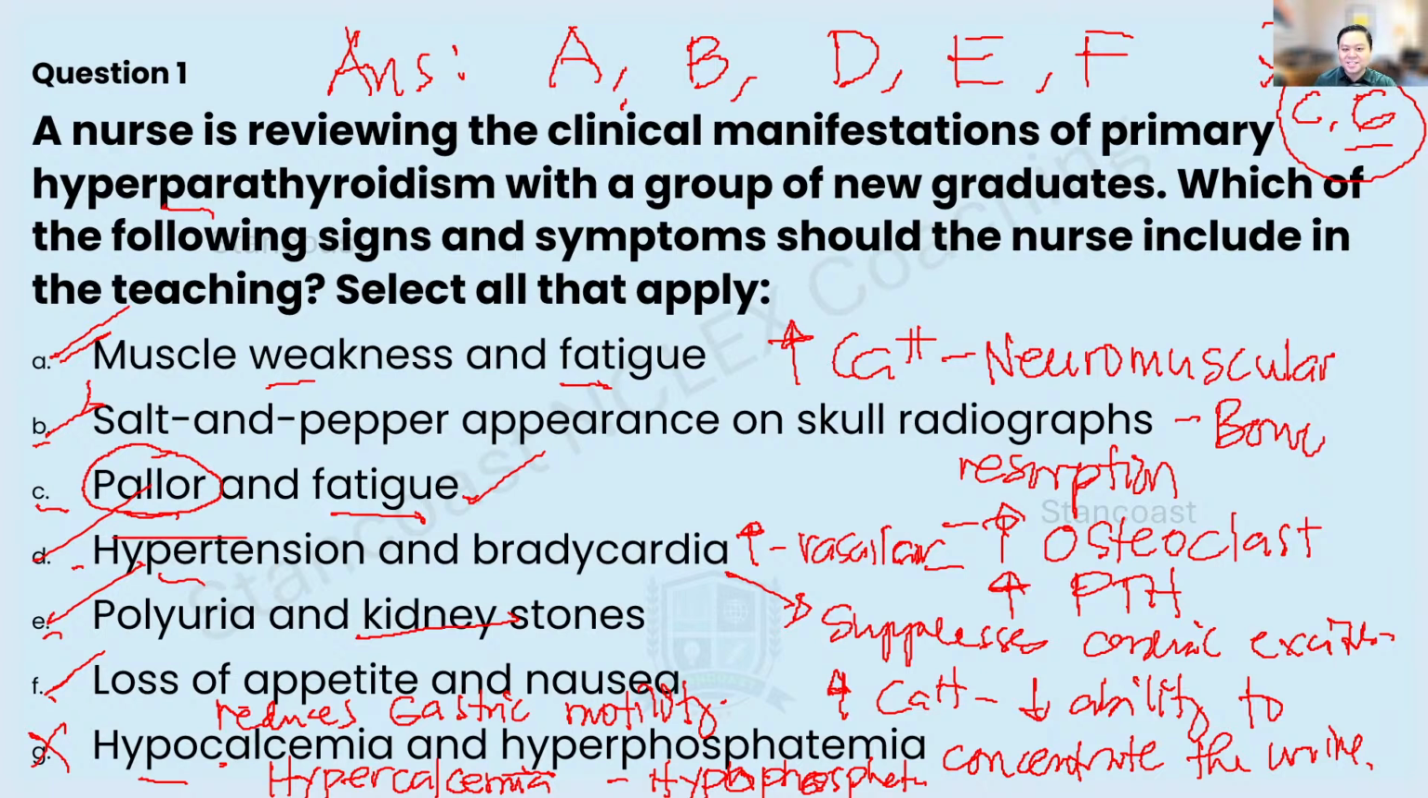All right, guys, I hope that you were able to get that clarified. Again, our patient has primary hyperparathyroidism. There will be an increase in the PTH. This will subsequently lead to the elevation of the serum calcium. All right, take note of those manifestations.